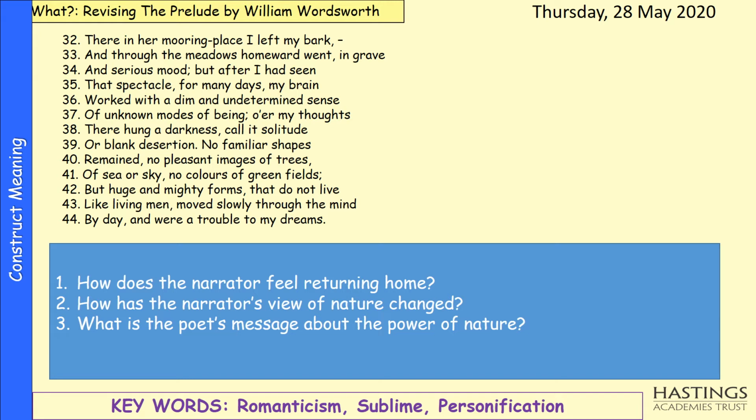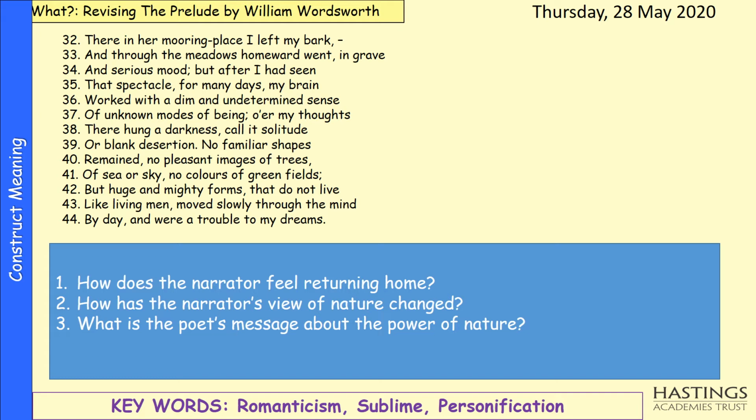So number 2, it links in with this. How has the narrator's view of nature changed? What happens is the narrator now understands that nature has this power over man, and that nature and those mountains can be very intimidating and terrifying, and man is so small and insignificant in comparison. So the idea that nature can have power over man, and that we, as man, should respect nature.